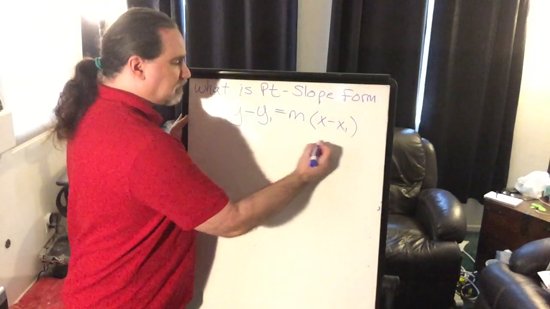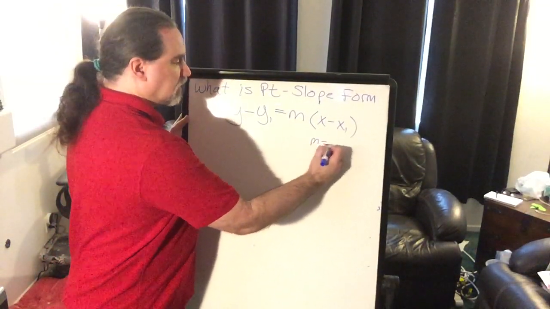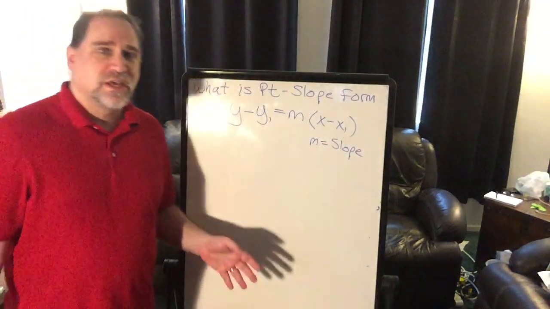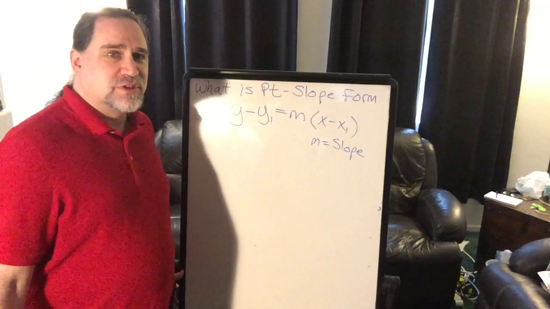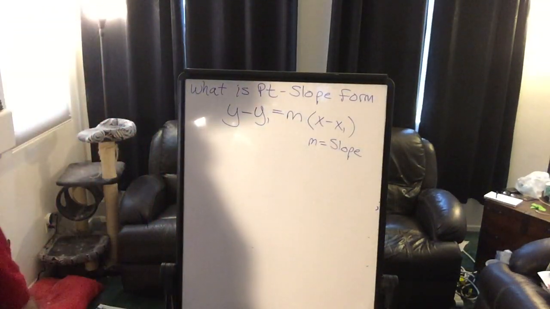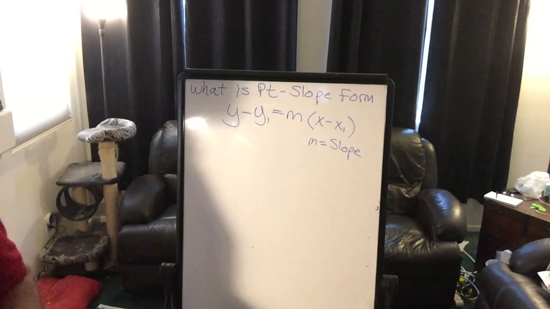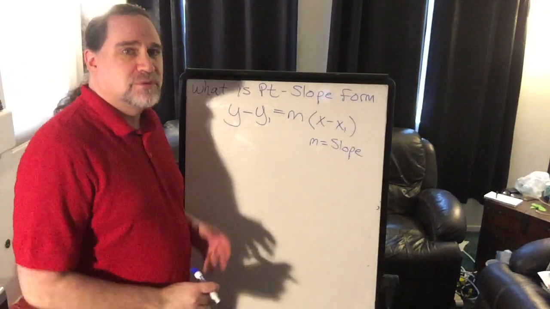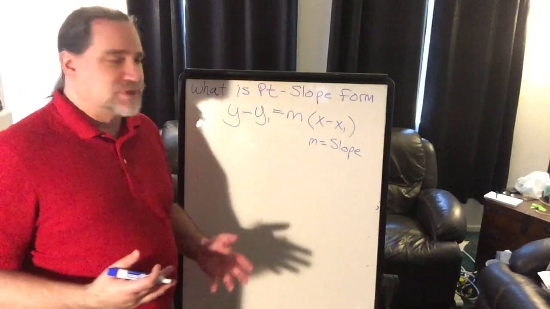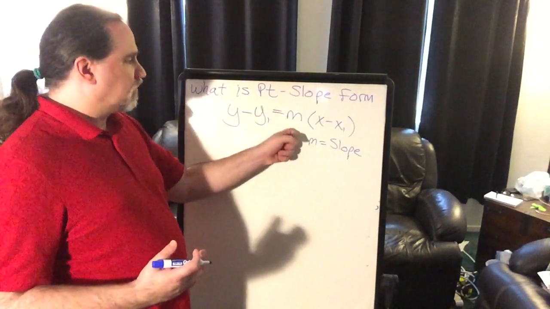So m, we know m means slope. It was slope when we used the slope formula. It was slope when we used the slope-intercept form. In all those situations, m represents slope. So we're going to keep using m to represent slope, and that's the slope part of this.